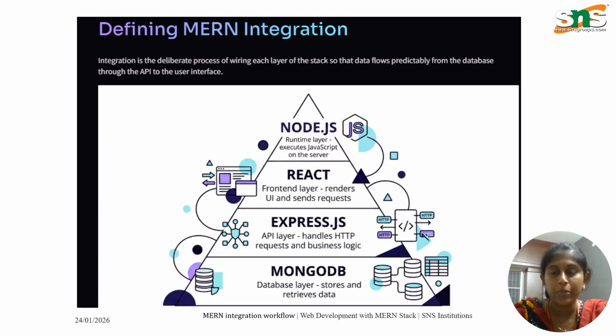MERN integration is the process of connecting React, Node.js, Express.js and MongoDB into one unified application. Here is the basic process. React acts as a front-end interface. React sends requests using the APIs. Express and Node.js process those requests. MongoDB stores or retrieves the required data. The backend then sends responses back to React. This continuous interaction creates a complete web application where users can view, add, update, and delete information in real time.